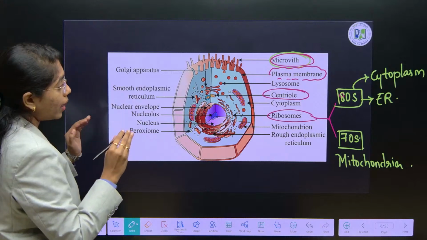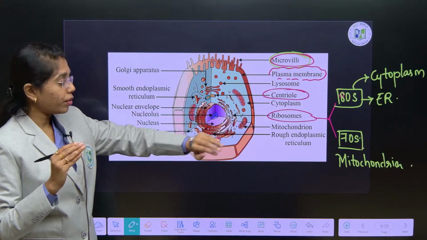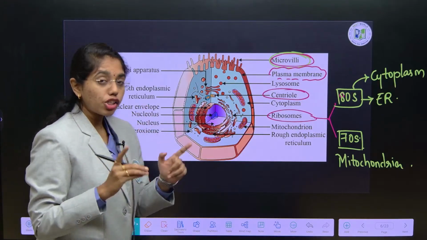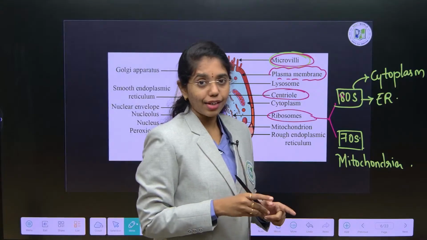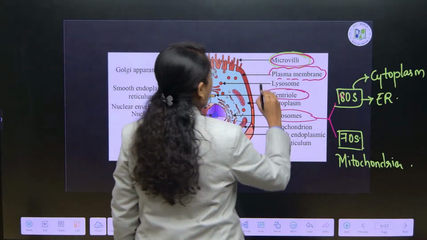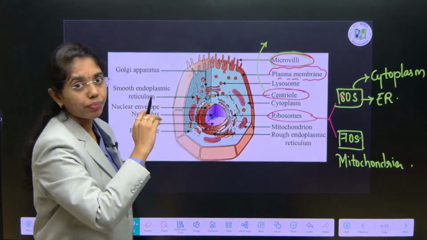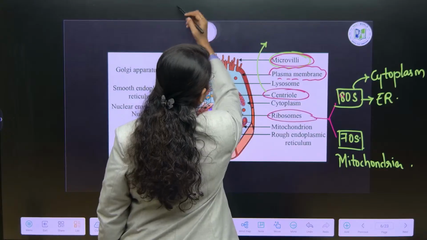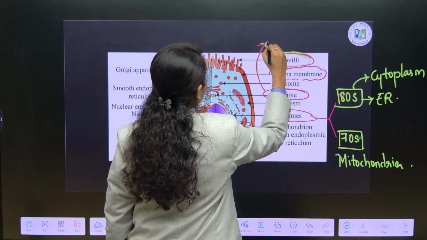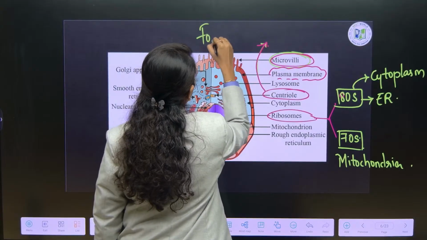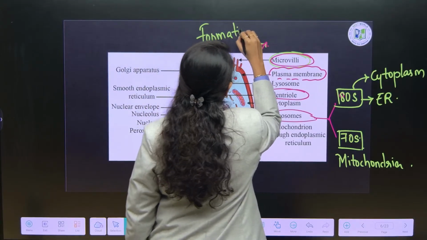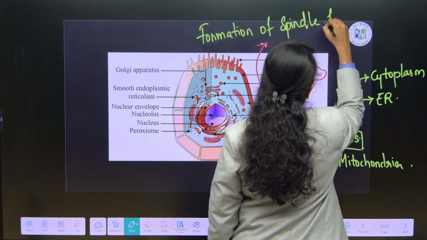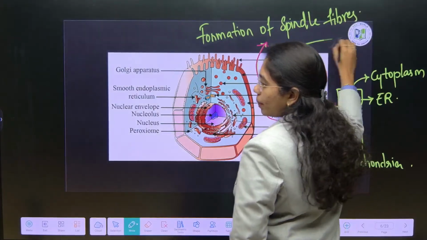Yeah, so here after non-membrane bound organelle ribosome, the second non-membrane bound organelle is centriole. The major role or function of the centriole is to form spindle fiber apparatus and to help in the cell division. It will look after the cell division by formation of spindle fiber apparatus or spindle fibers. It will help in the cell division.